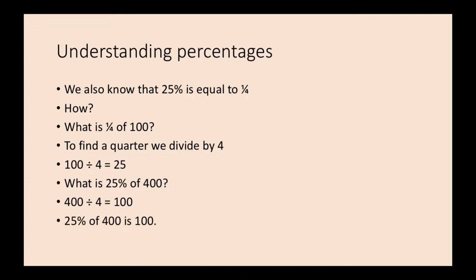Coming back to this example then, because a quarter is 25%, we can say that 25% of 400 is 100.